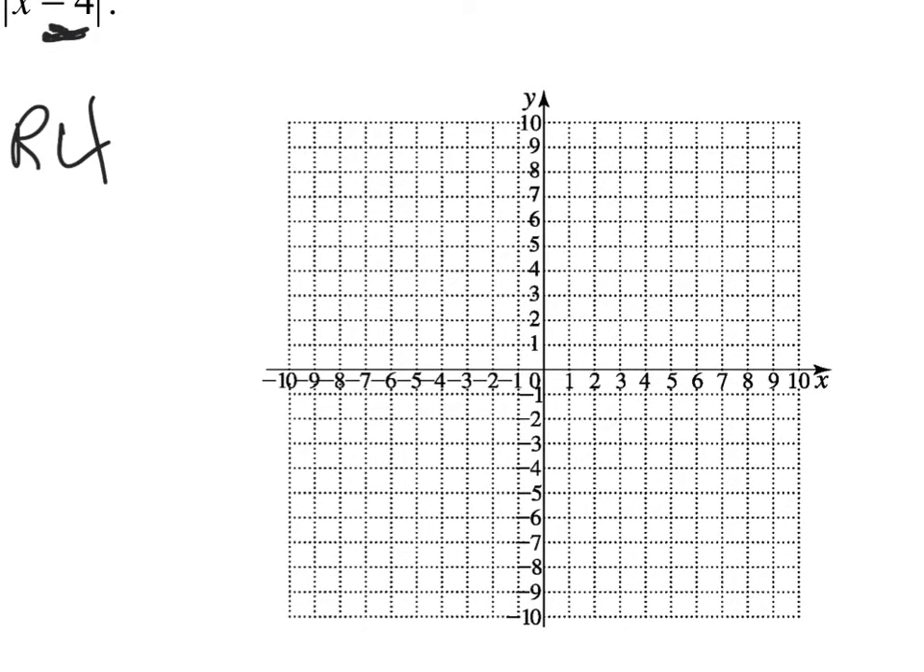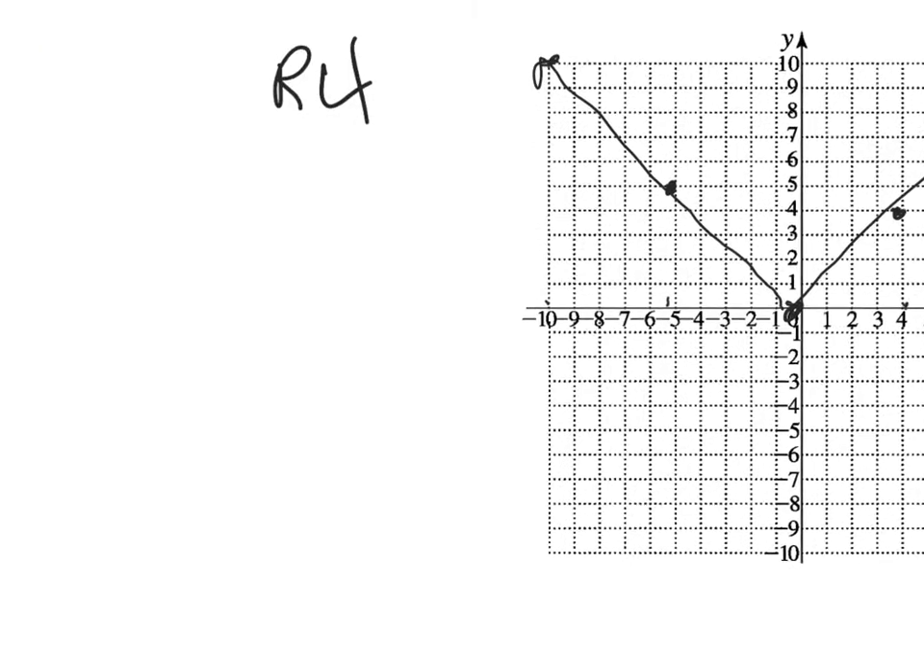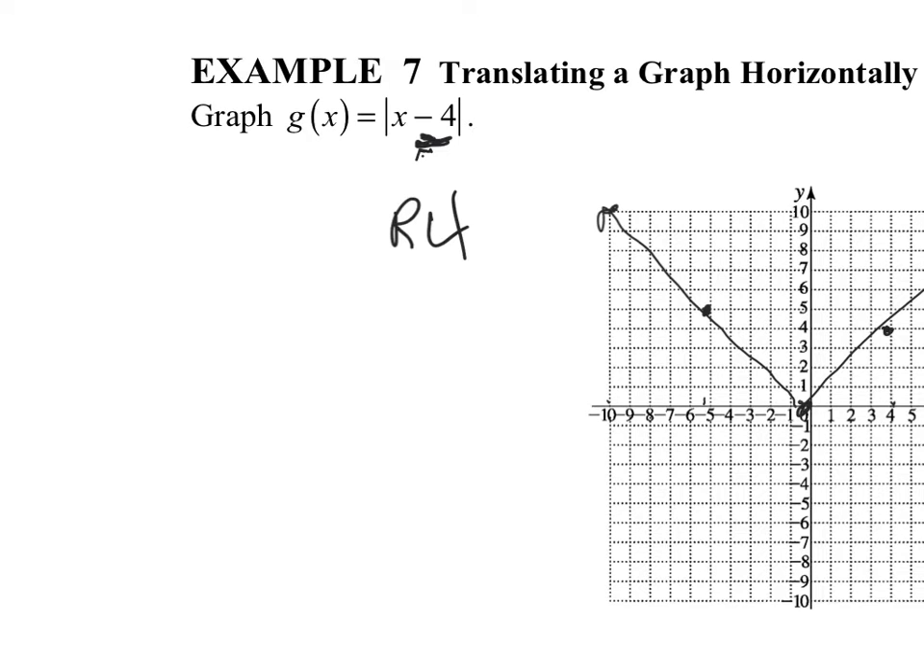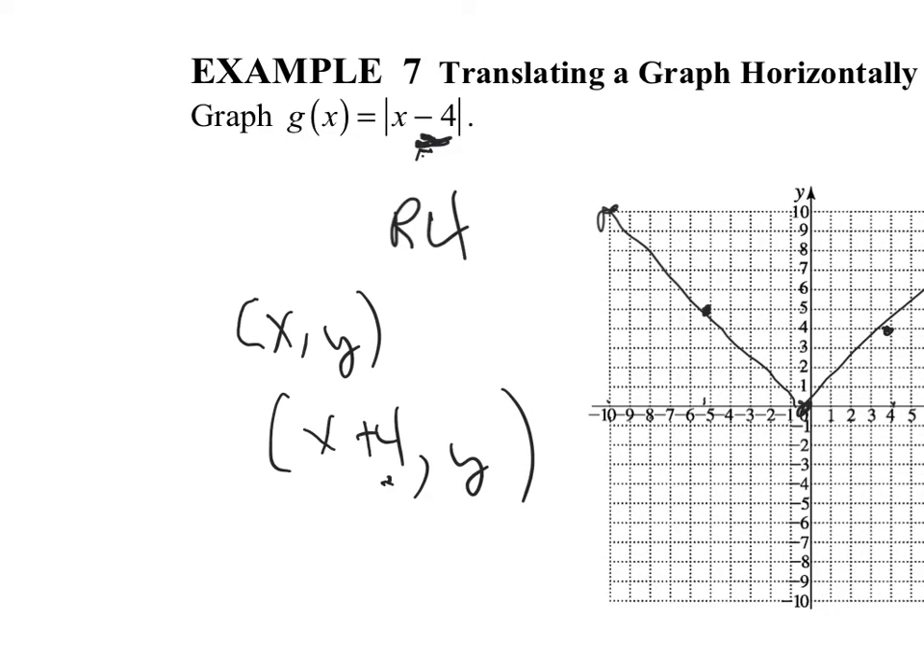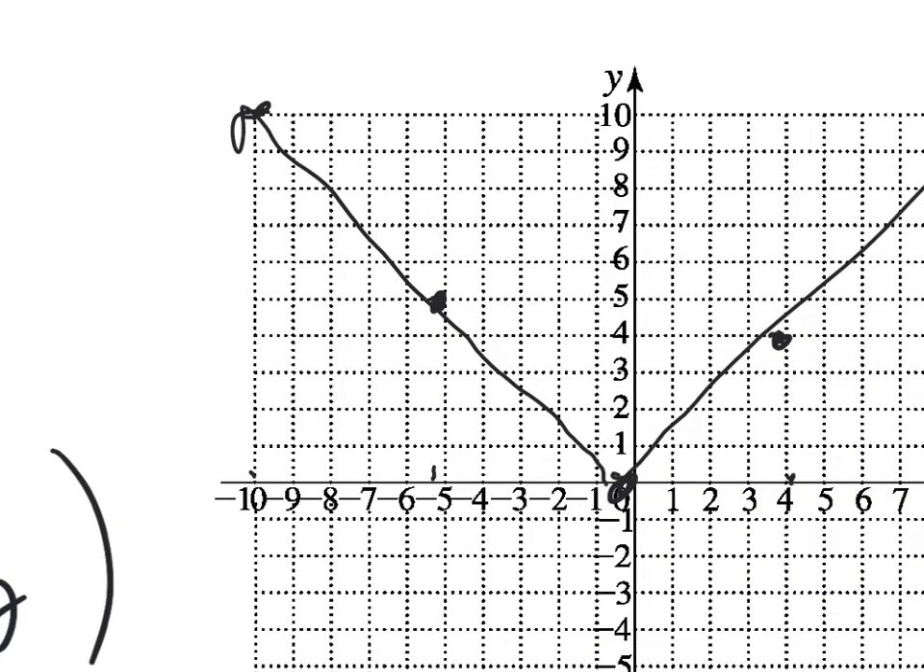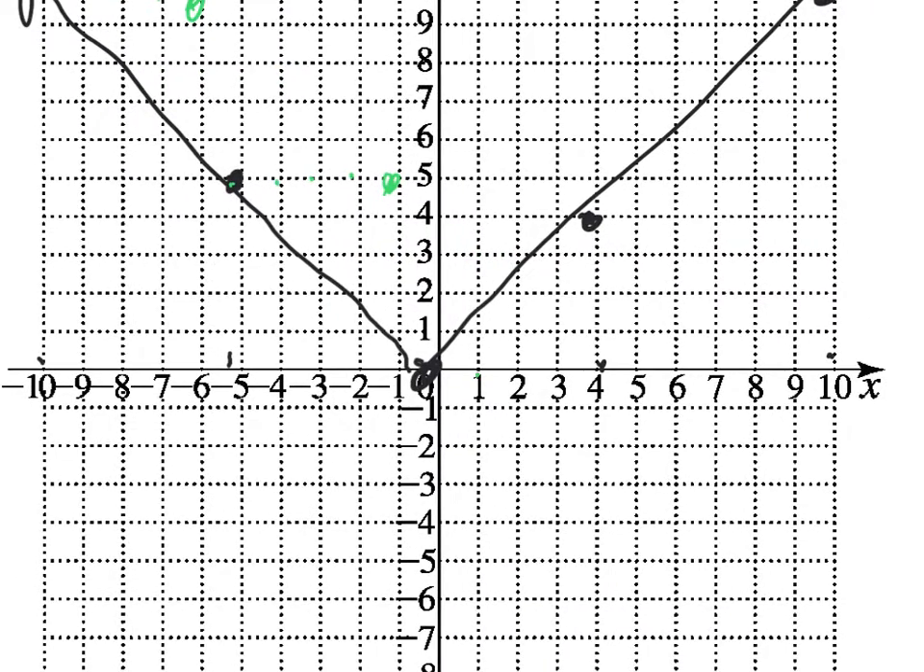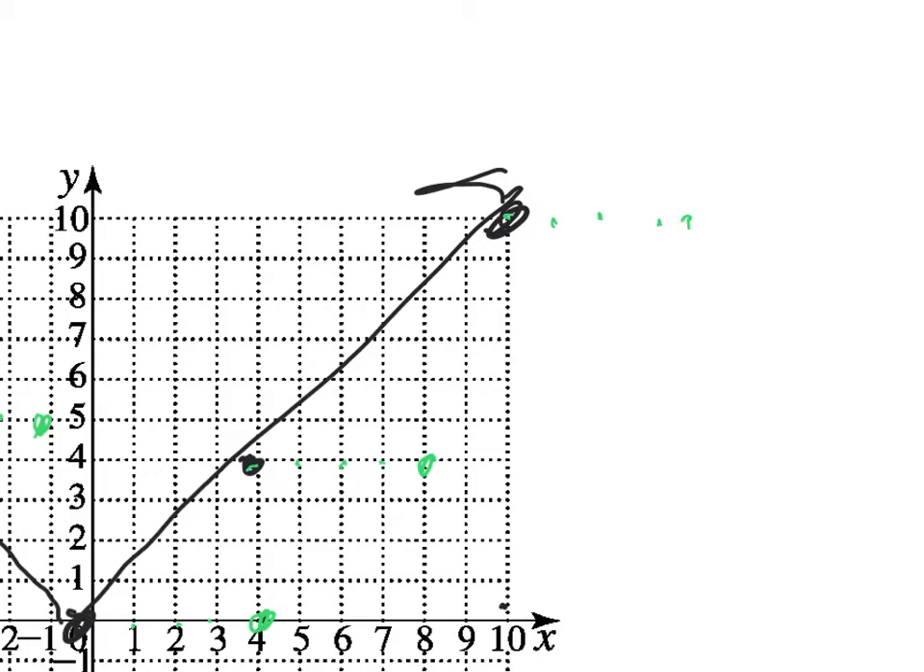So the parent again, same parent. 4 goes to 4. Negative 5 went to 5. Negative 10 still goes in. That's still the same parent. But every value has to go to the right 4. So all my (x, y) becomes, in this case, (x plus 4, y). Every x has to move to the right, which means every x value moves 4. Even the vertex moves, and obviously the other points would be out here.